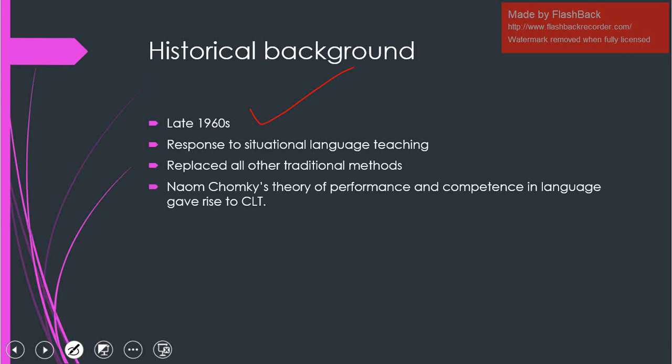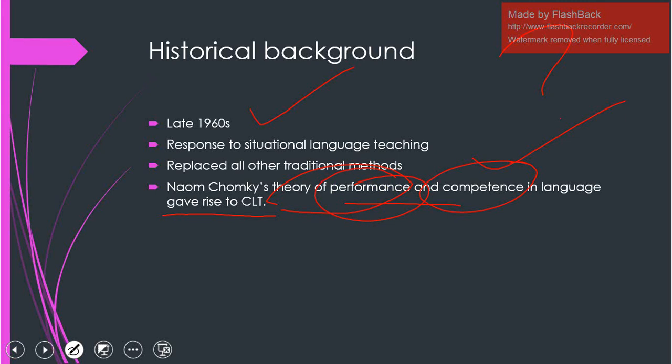Noam Chomsky's theory of performance and competence in language gave rise to CLT. Noam Chomsky, a great linguist, was working on the theory of performance and competence. What was that theory? That every individual who has the knowledge of the language has what is called competence, and if the individual has the knowledge and also the ability to use that knowledge, then this is called performance.